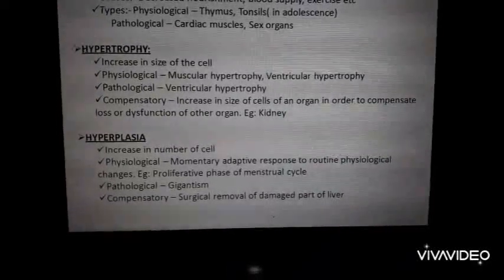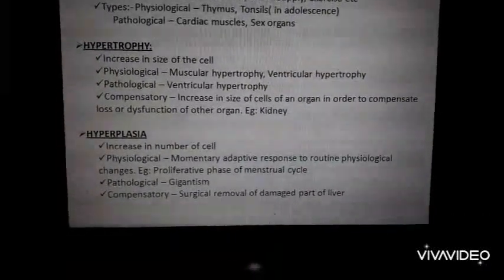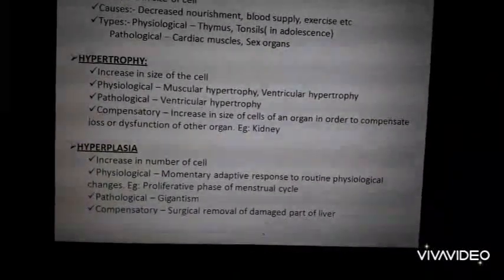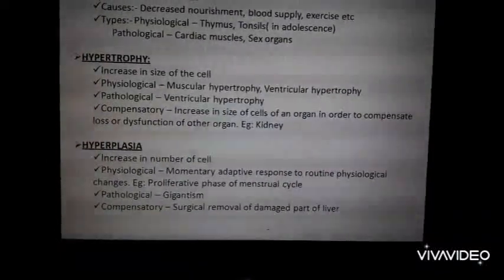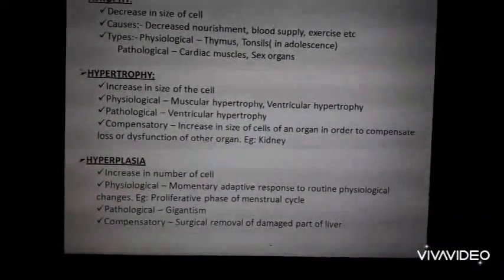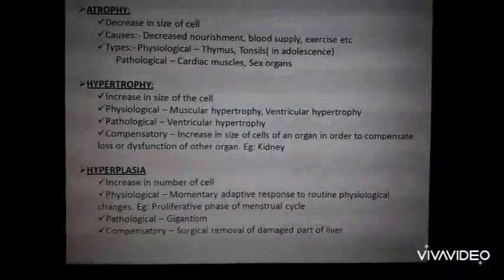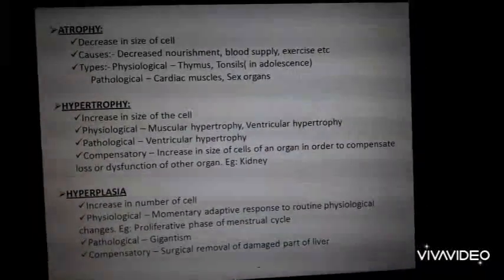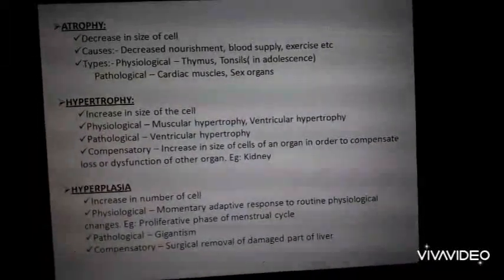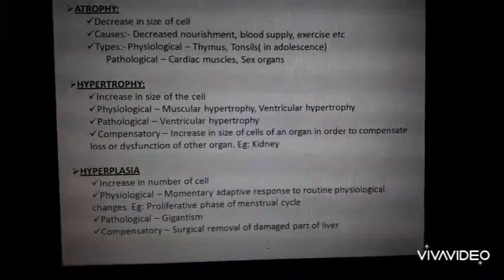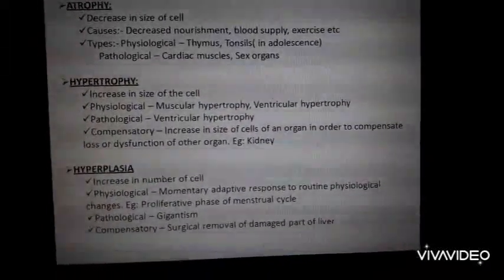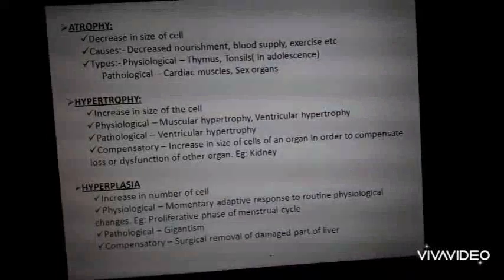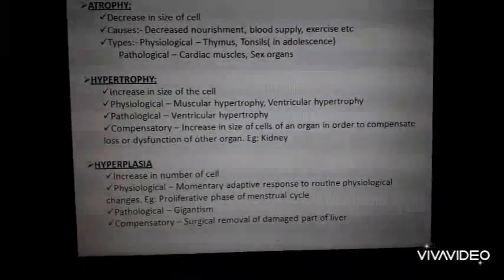Physiological hyperplasia, momentary adaptive response to routine physiological changes. Underline the word response to routine physiological changes. For example, we all know that during proliferative phase of menstrual cycle there will be shedding of endothelium cell in uterus. For this, physiological hyperplasia takes place. During proliferative phase of each menstrual cycle, the endothelium cell in uterus increases in number.